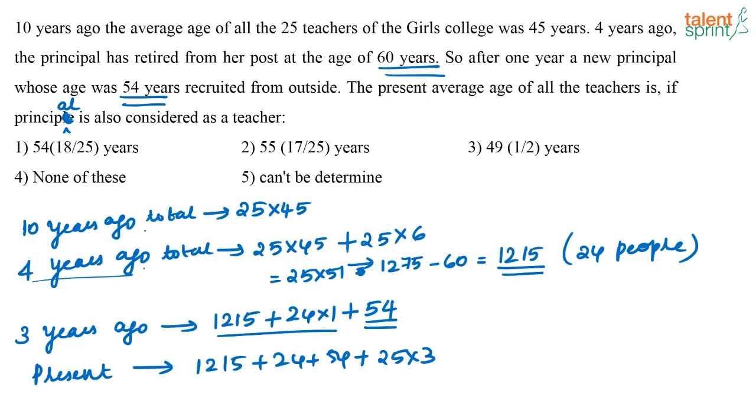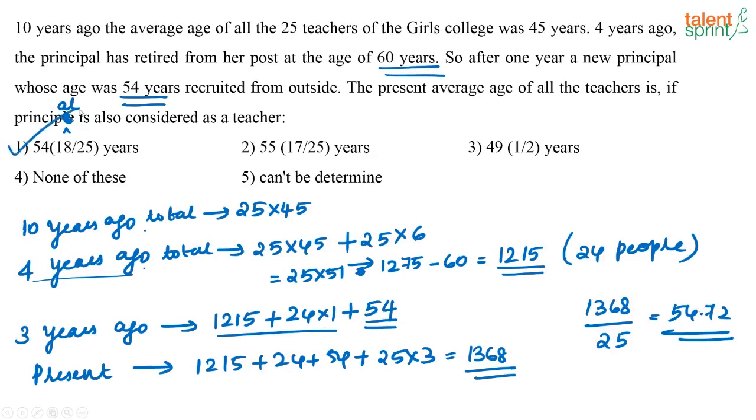Is it clear how we got it? So when you add this, what do you get? You get this as 1368. So this is the present age of all the 25 teachers, or what is their average? 1368 divided by 25, which is equal to 54 point some value you will get. So if you look at the options, it is option 1. Is it clear? See, you just have to do the calculation correctly, that's all. I hope my explanation is also clear.